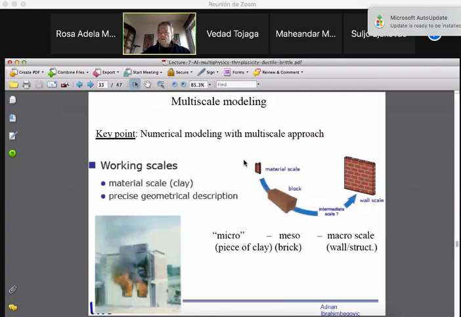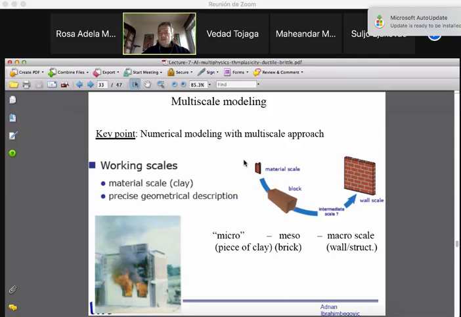So how did we approach this problem? We put it into a sort of multi-scale environment. In other words, there is a structure scale, which is the scale of the whole wall. Let's say something 2 meters wide, maybe 2.5 meters high, which is representative of the real wall in a real-life building.